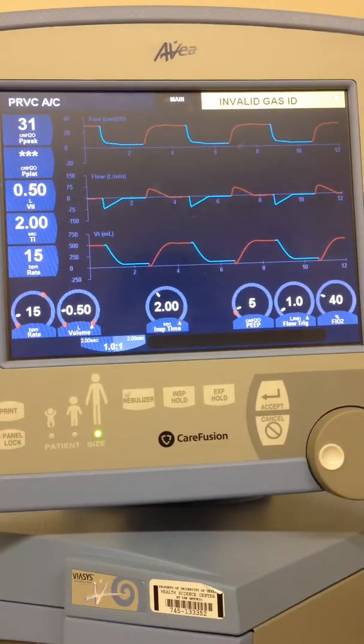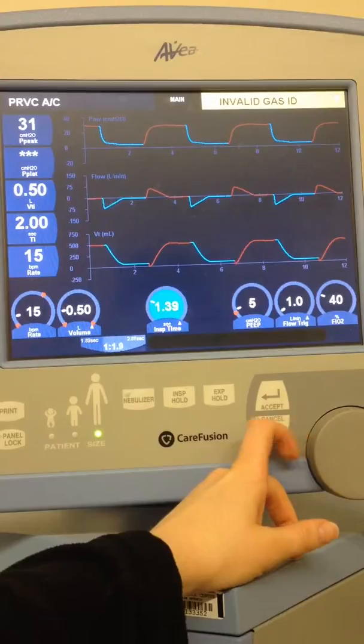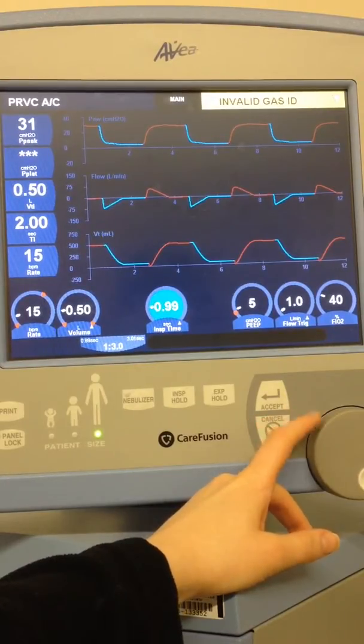So if it's a big change in compliance or a big change in resistance, and it needs to get back to that 500 from a higher volume or a very lower volume, then it may take a couple breaths. So let's see what this change in tidal volume does.